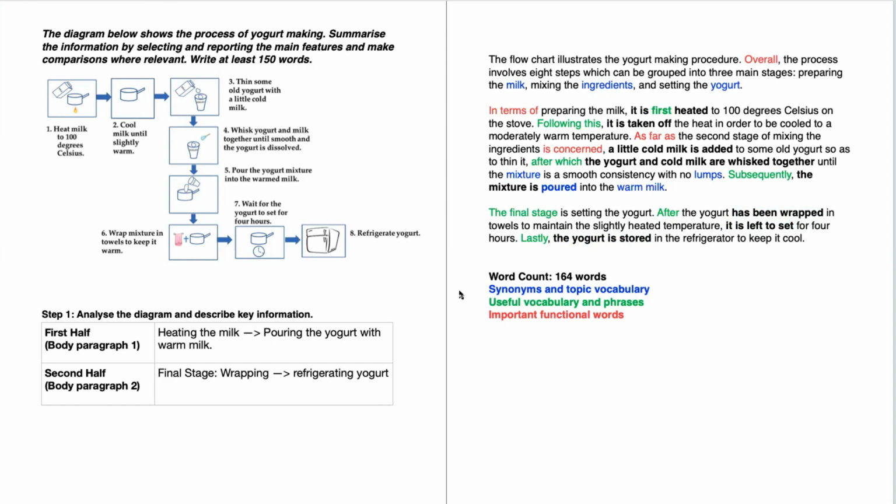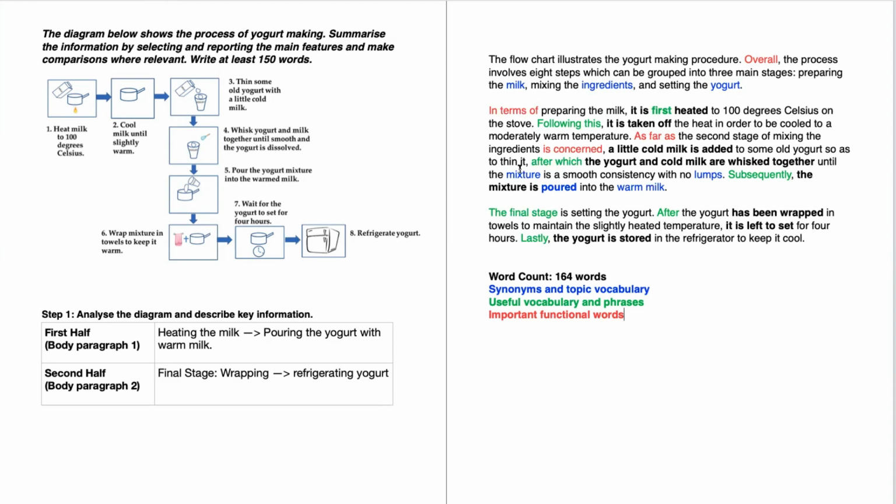Now, first off, the word count is 164 words. That's great for this question type. We have definitely fulfilled the minimum, and we have talked about everything that needed to be said when it comes to this process. Let's first take a look at the blue words. These are synonyms and topic vocabulary. Basically, we see milk, ingredients, yogurt. Lumps is something that I added, which is good to know when it comes to whisking and baking.